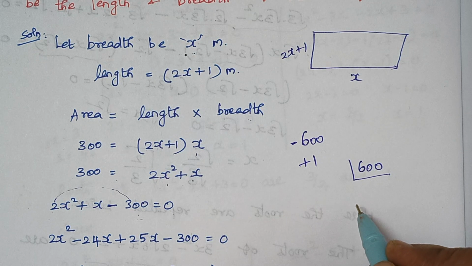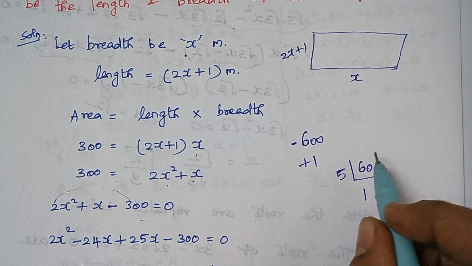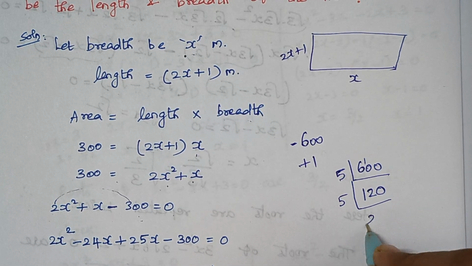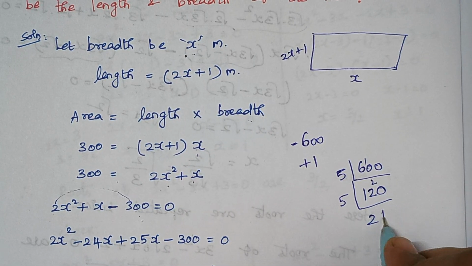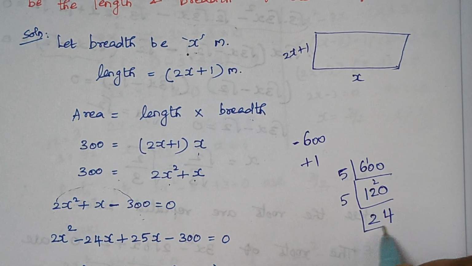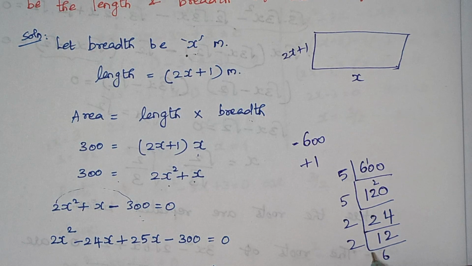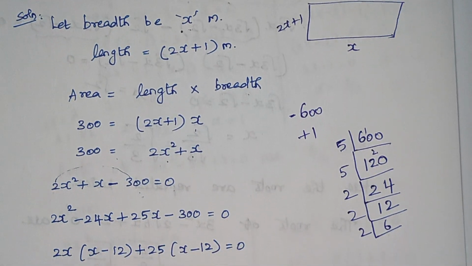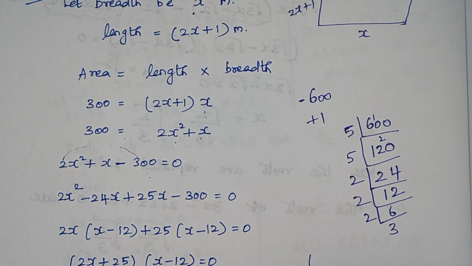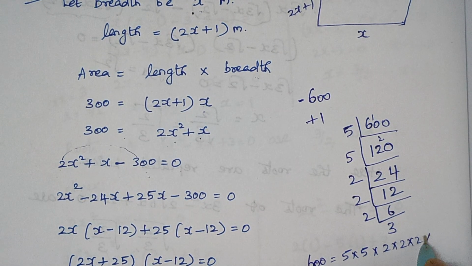Okay, let's start with 5. If we start with 2 it will be a lengthy thing, so let me start with 5 here. 1 5 is 5. 5 2s are 10, 20, and again 5 2s are 10, so remainder 2, it is 4. And since this is 24, let us solve by 2. So here it is 12, and again 2, here it is 6, and when you again divide it by 2, here we get the answer as 3. So here the number 600 is expressed as 5 into 5 into 2 into 2 into 2 into 3.